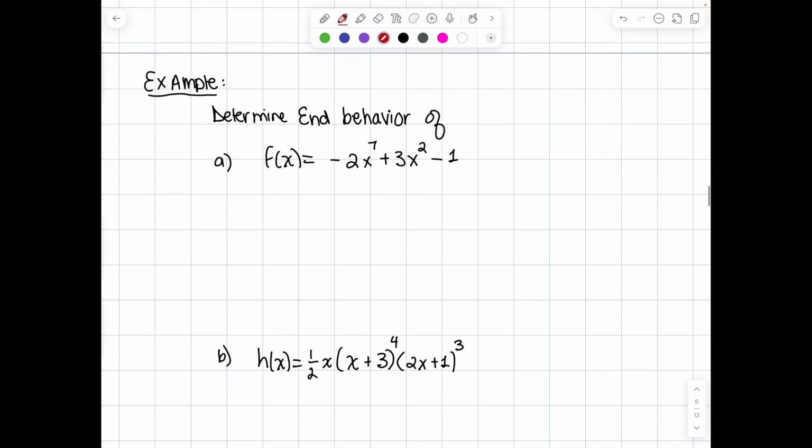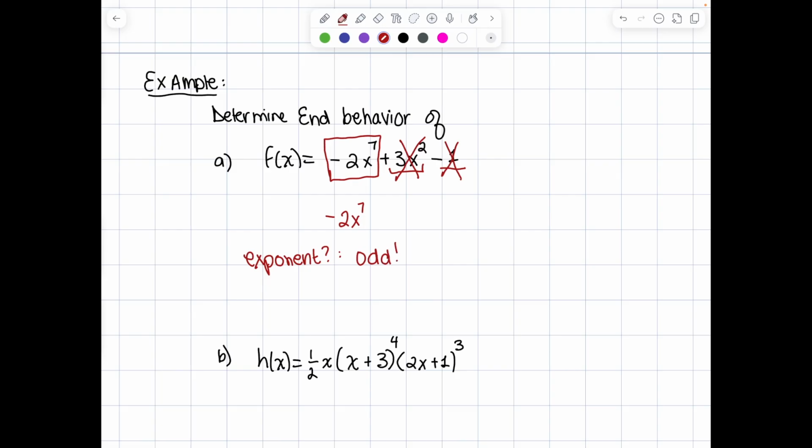So let's determine the end behavior of this function. The first thing we look at is, what is our leading term? This term here is not our leading term. This term here is not our leading term because the power is too small. This term here is our leading term because it has the highest power, to the 7th. So we have negative 2x to the 7th. First, we look at the exponent. Exponent, odd.